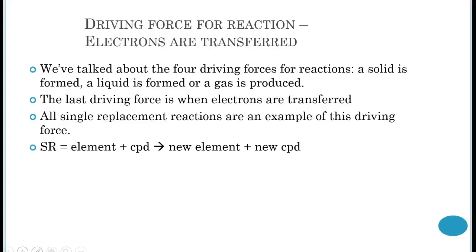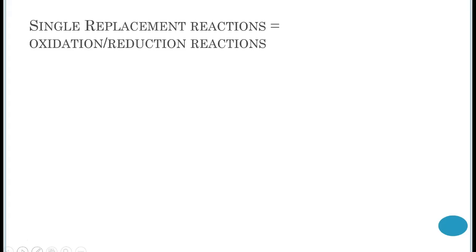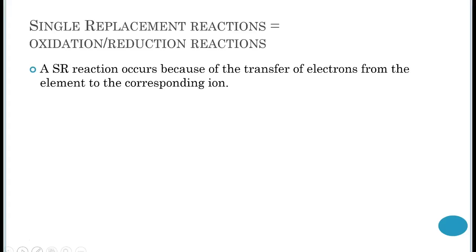Single replacement reactions are a situation where you have an element, say, aluminum, plus a compound like copper chloride, and it turns into a new element, copper, and aluminum chloride. Now I know you guys already know this, or maybe you knew it at one point and you've probably forgotten it by now, but single replacement reactions are a subset of a big category of reactions called redox, or oxidation reduction. Most people abbreviate it as redox. So a single replacement reaction occurs because the electrons are transferred from the element to the corresponding ion.